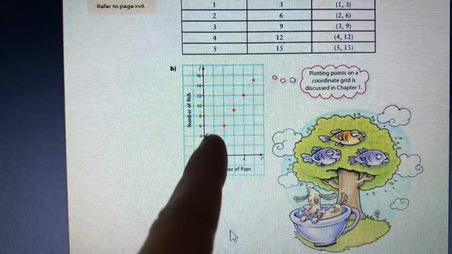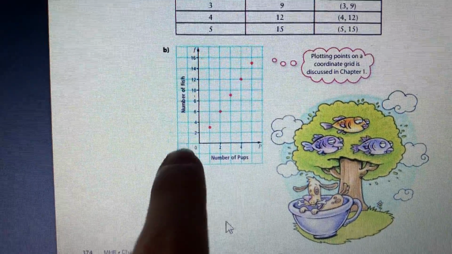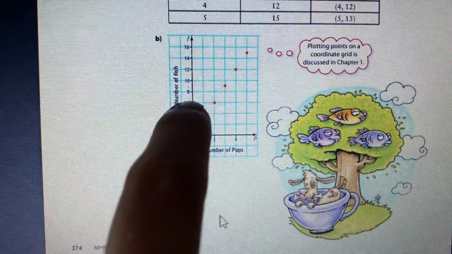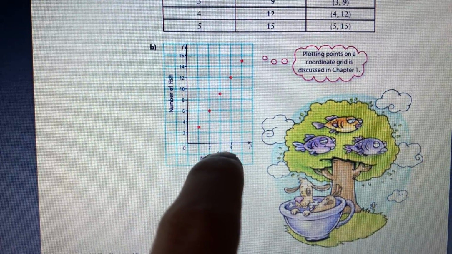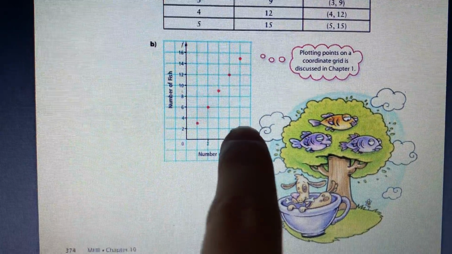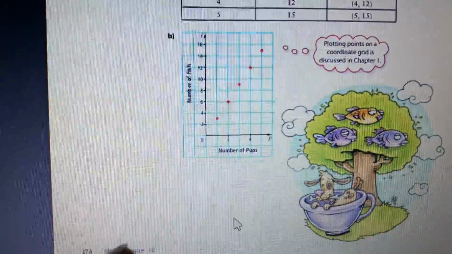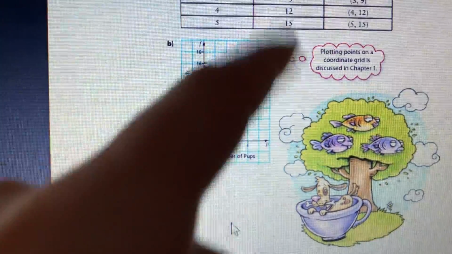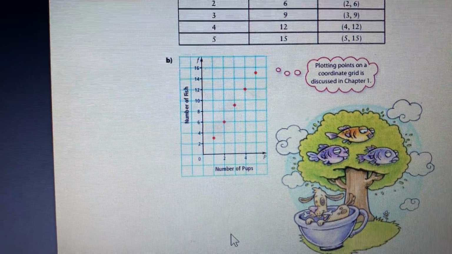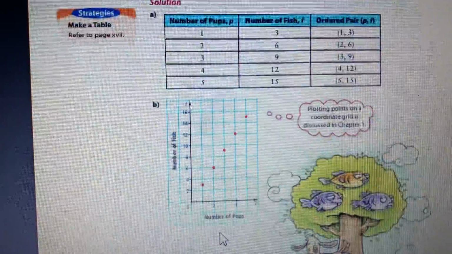So first we have 1 and 3, and the way they organize this graph is they did it by 2s. So both 1 and 3 are kind of in the middle. Then we have 2 and 6. What is this one? 3 and 9. 4 and 12, and 5 and 15. So you can see the pairs, and it should be a linear graph because our pairs are moving up the same both ways on our X coordinate and our Y coordinate. So that's the answer for B.